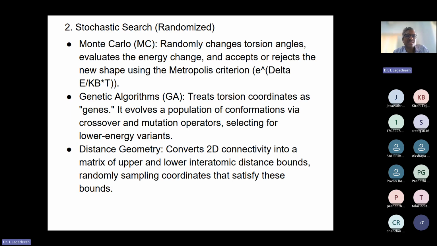The second approach in this particular case, the stochastic method, is genetic algorithms. In the genetic algorithm, it treats the torsion coordinates as genes.